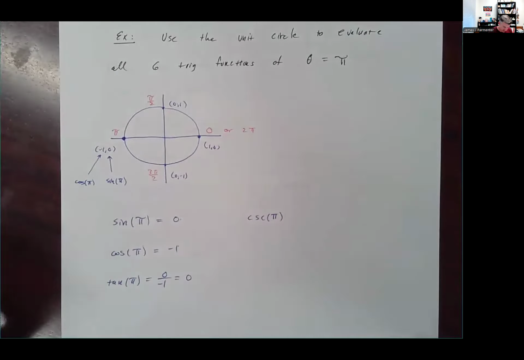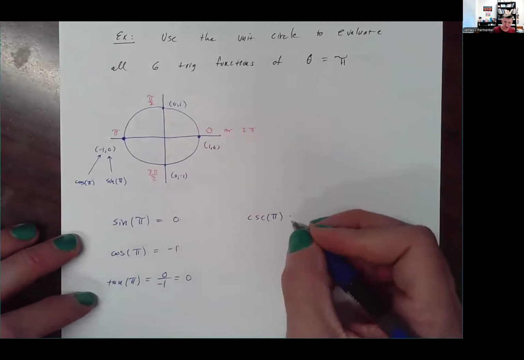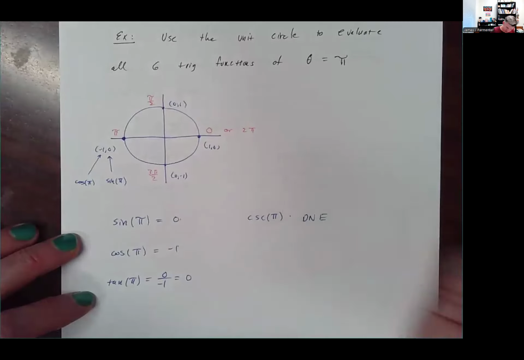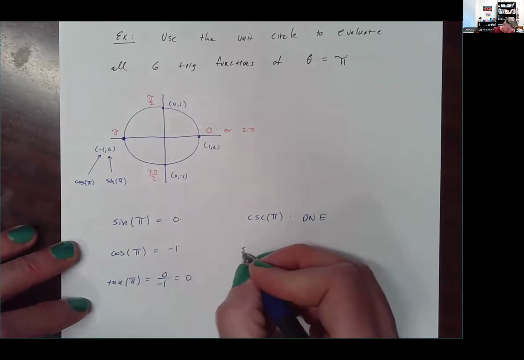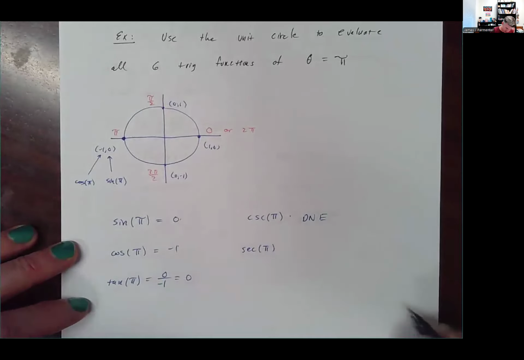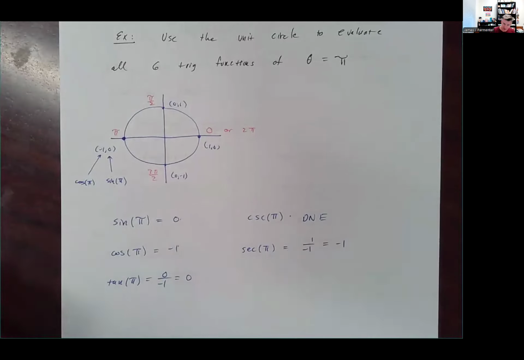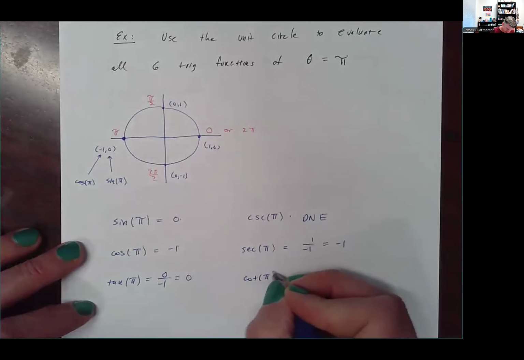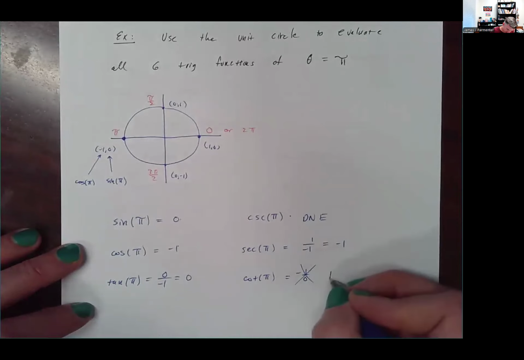No, it's just easier that way. You can either be 1 over the y value, which is still 1 over 0. So I like just writing "does not exist" if you know it's going to be 1 over 0, right? It would have been 1 over 0. Does not exist. Cosine of pi is -1. So secant of pi, the reciprocal of cosine of pi, is going to be 1 divided by -1, which is negative 1. And then lastly, cotangent of pi is the reciprocal of tangent, which is going to be -1 over 0. Oops, that's a does not exist.